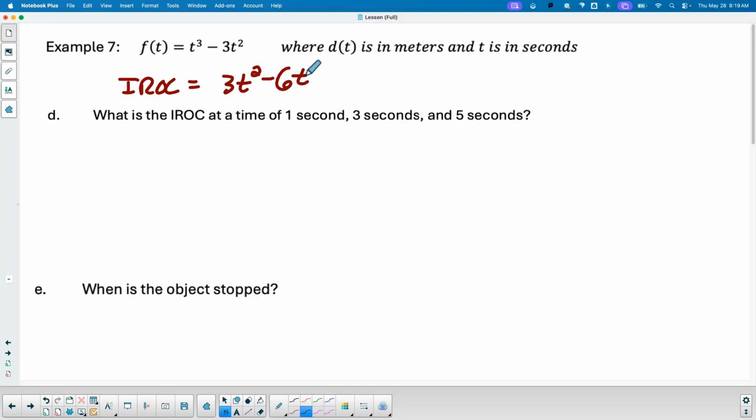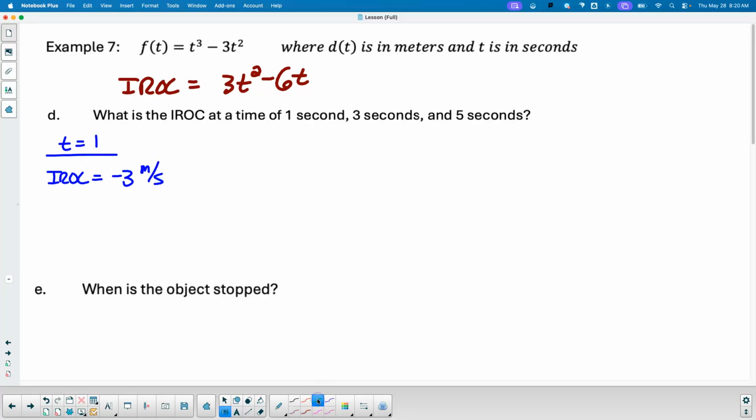So find me the IROC at t equals 1. Anybody? -3. Which means what to me in terms of what the object is doing? It's going backwards. Okay.